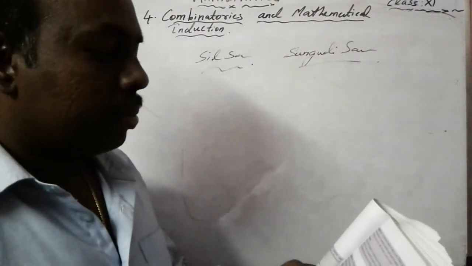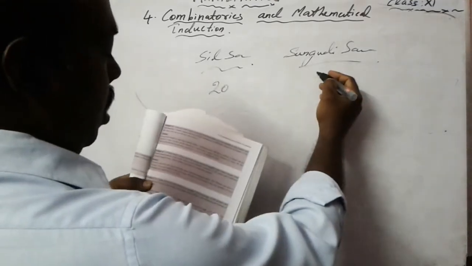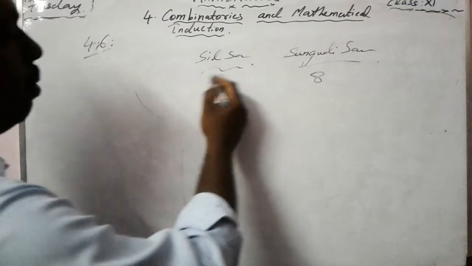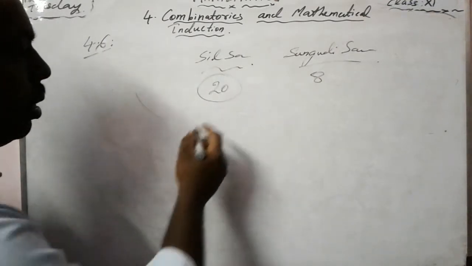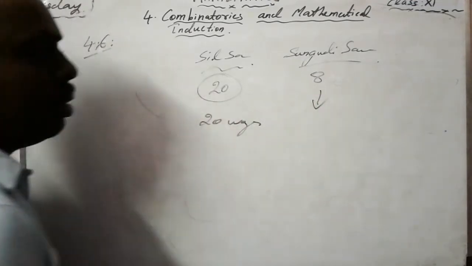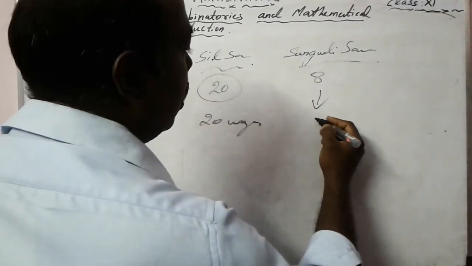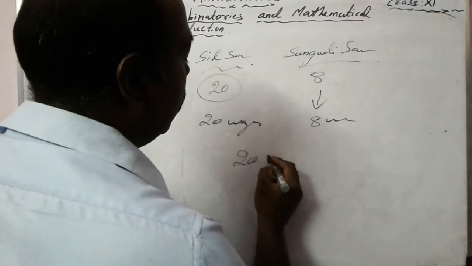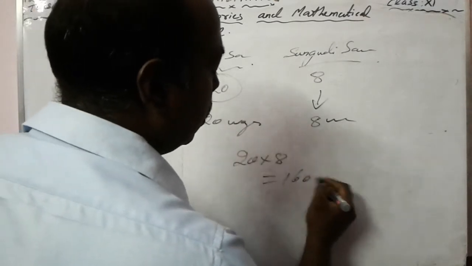So how many silk saris are there? 20 different varieties. So 20, here 8. So out of these 20, one has to be selected, am I right? So 20 ways. Then out of 8, one has to be selected, so 8 ways. So 20 × 8, that is equal to 160 ways.